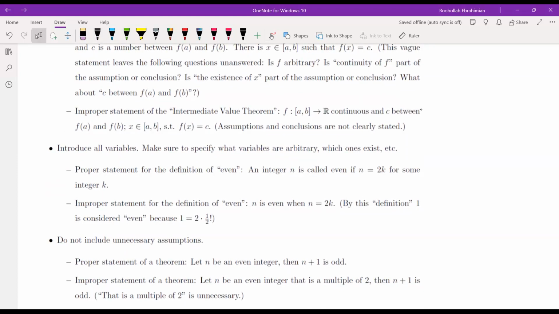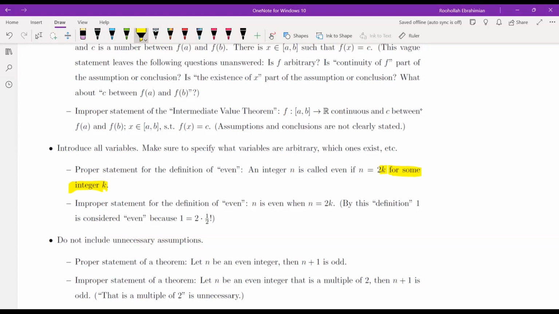Proper statement of the definition of even. An integer n is called even if n equals 2k for some integer k. So I specified exactly what k is. This k, which is a new variable, is an integer, and also it is for some integer. In other words, this k is not every k. This k is a particular k. This k is part of an existential statement.